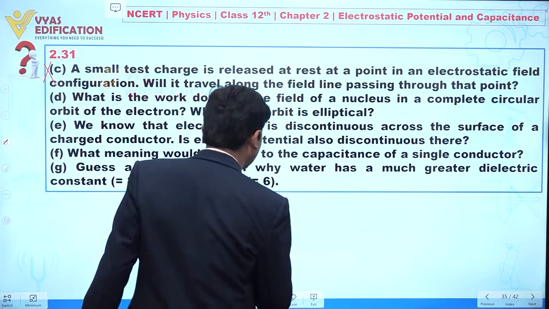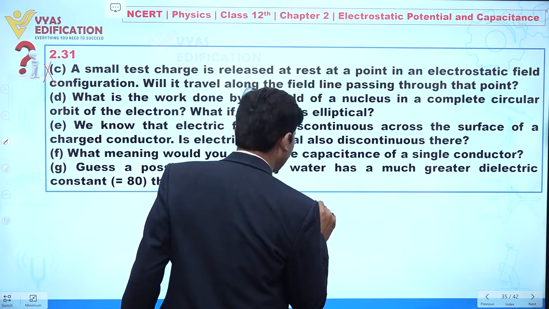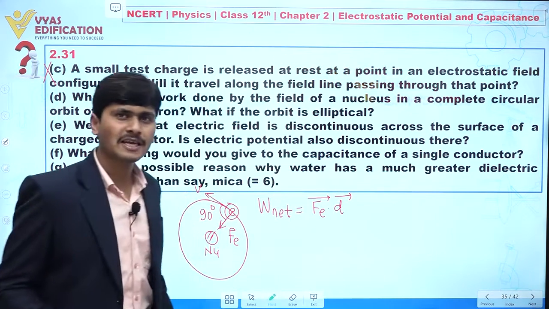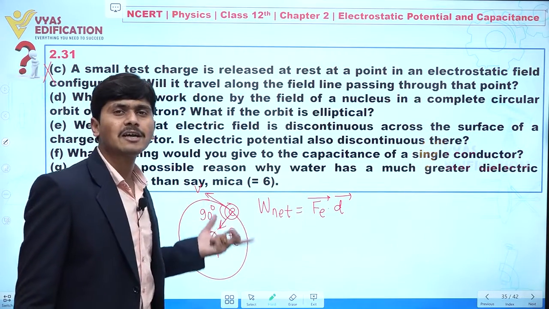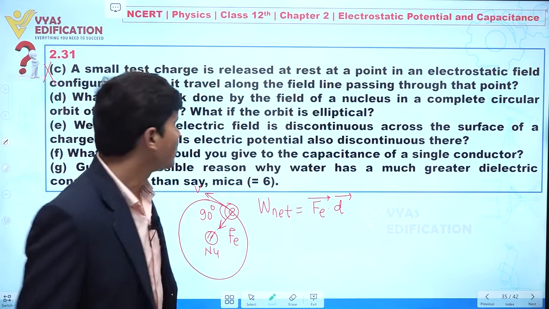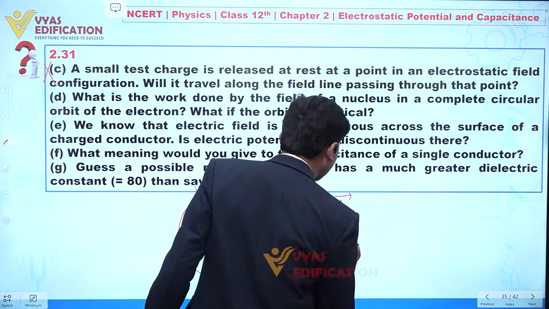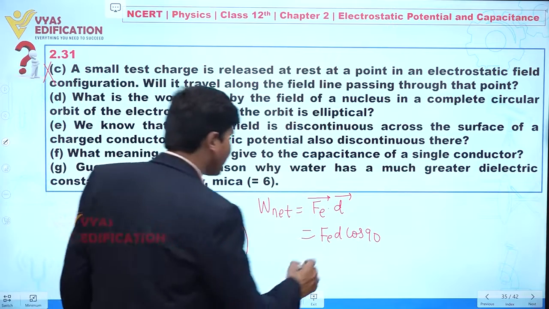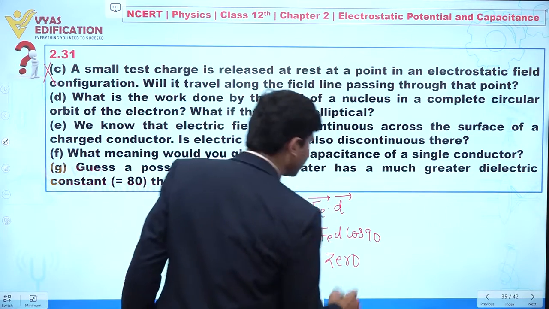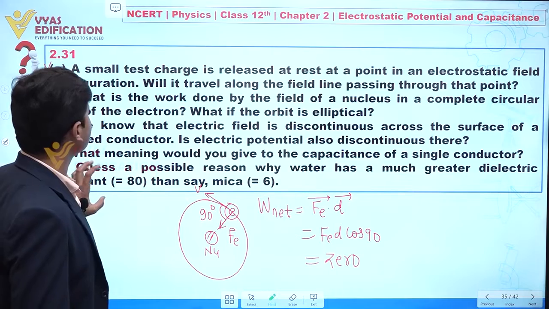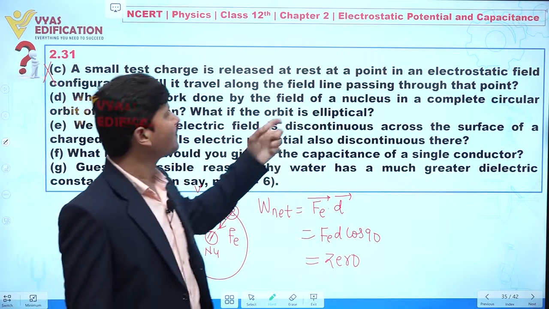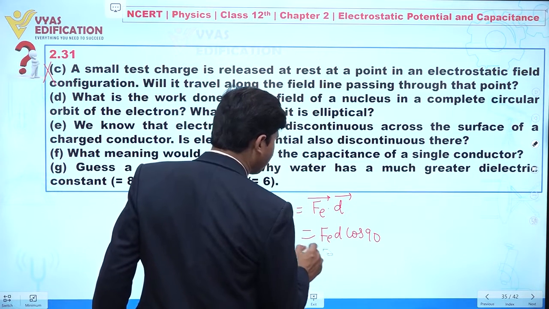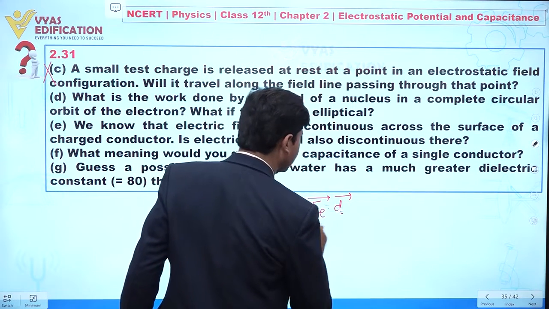So if we talk about work done, net work done we can say this is Fe dot d, let's suppose displacement is d. Clear? Now we know here the angle between Fe and d is 90 degrees. So we can write this as Fe d cos 90. So whenever the path is circular, we can say net work done is 0. Yes or no? Now the next part is given to you: what will happen if the orbit becomes elliptical? Clear? So when the orbit becomes elliptical, what will happen? So let us try to understand.